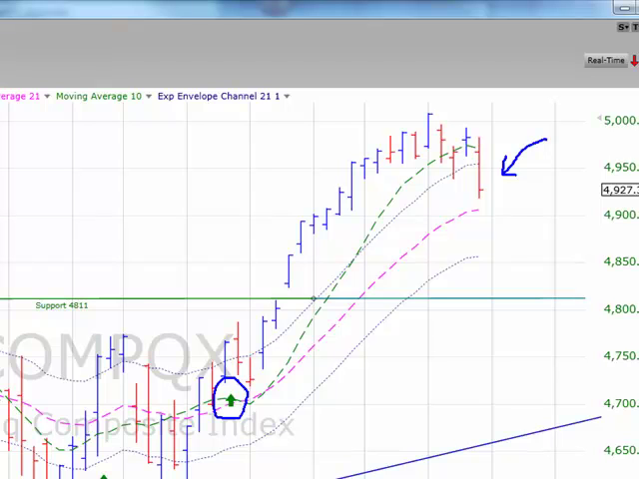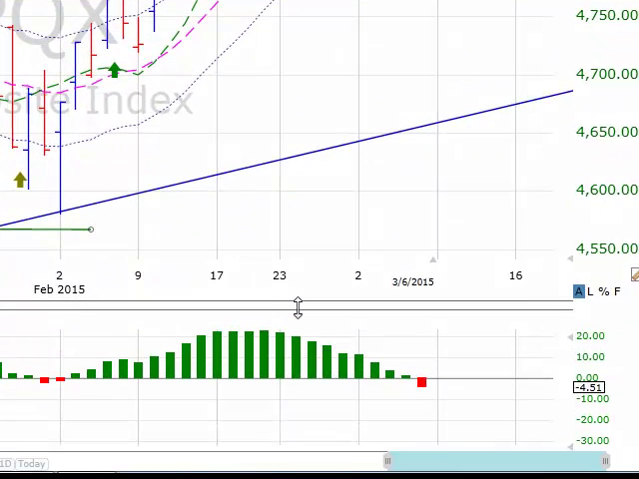If we come down and take a quick look at our MACD histogram, we see that the MACD histogram on Friday went negative. We closed below the 0 line and we are in a downtrend, which gives us a bearish immediate term outlook on the market.